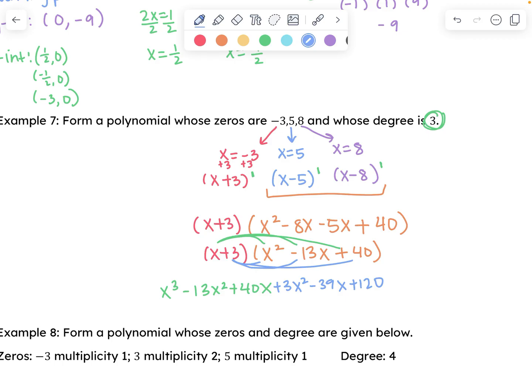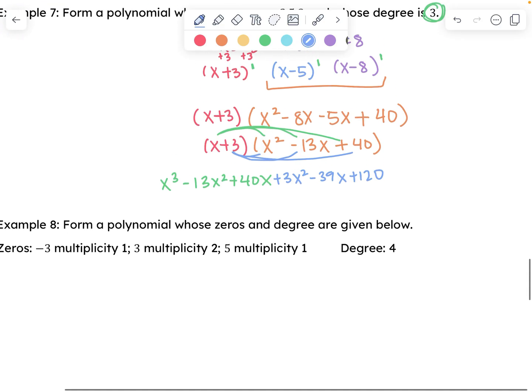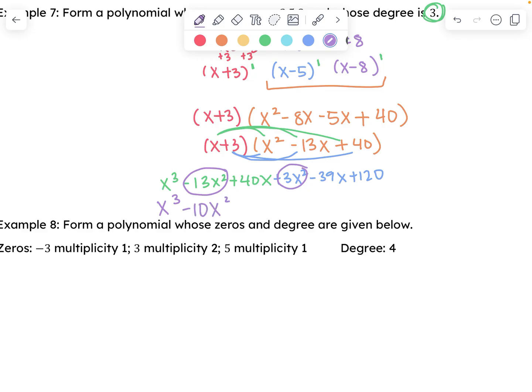Yep. So from here, we just got to combine our like terms. So I've got an x cubed. Then I've got a negative 13x squared and a 3x squared, so that's going to be negative 10x squared. I've got 40x and negative 39x, so 40x minus 39x is just x. And then plus 120. So when we write our final equation, we're just going to put y equals in front of that, and we've got our answer.